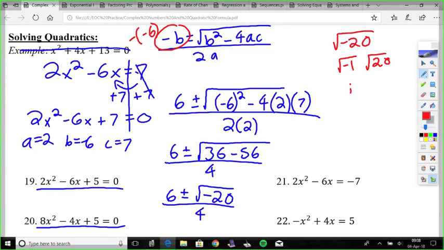You know, if it was the square root of 36, then we could just say 6, right? Or if it was the square root of 49, we could just say 7. But it's the square root of 20, and 20 is not a perfect square. But we can break it up. 20 is the same as 4 times 5. And I'm doing this because 4 is a perfect square, right?